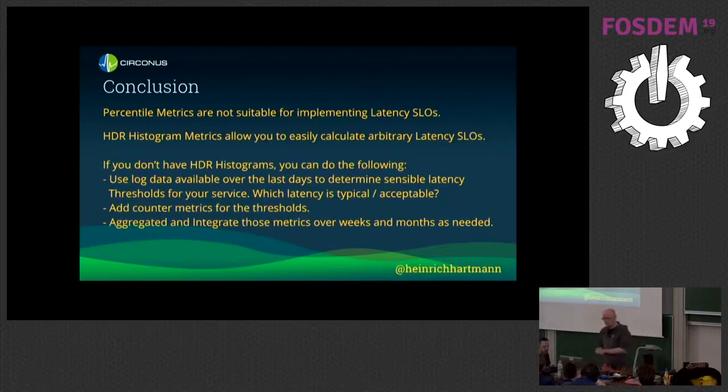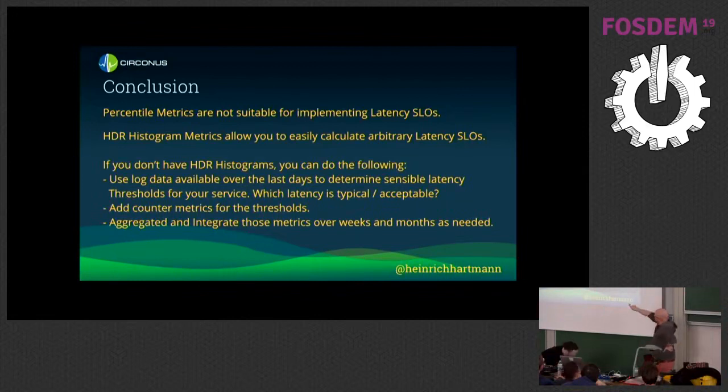If you don't have HDR histograms, the following thing is effective and can be done, and it's not bad practice. You store log data usually for 3 to 5 days and have that available. And there you can do the first method. You can freely choose your thresholds. You can experiment with this and determine what are sensible service levels for you. Is it 1 second? Is it 100 milliseconds? What is my typical performance? This you can do in the first 3 to 5 days of data.